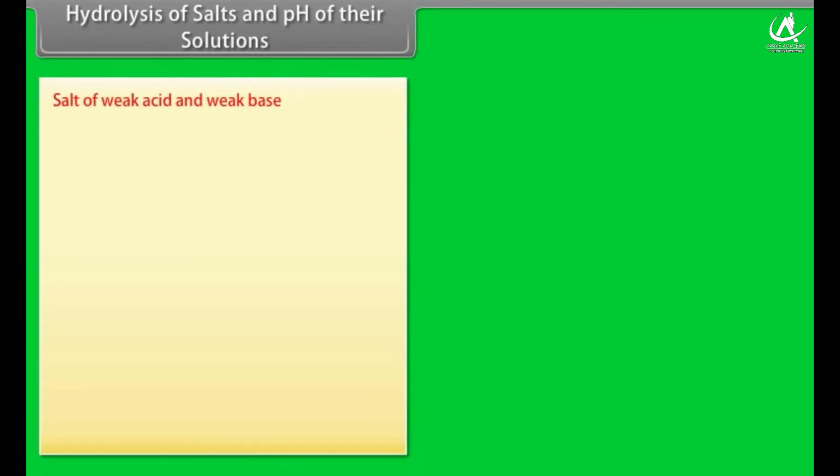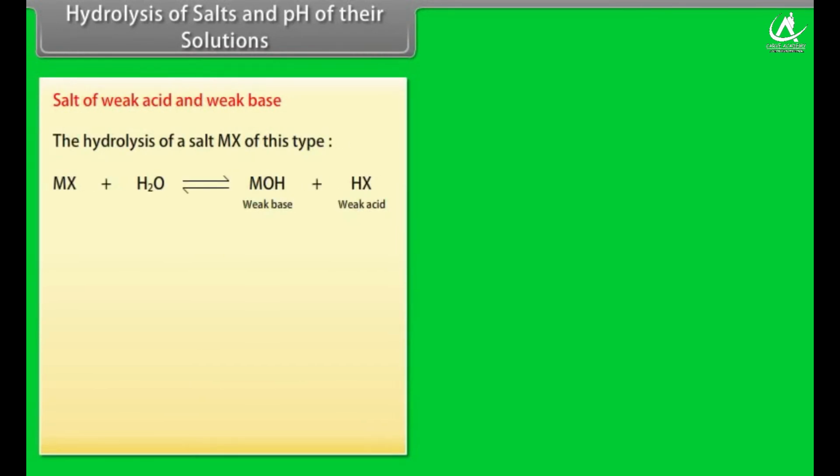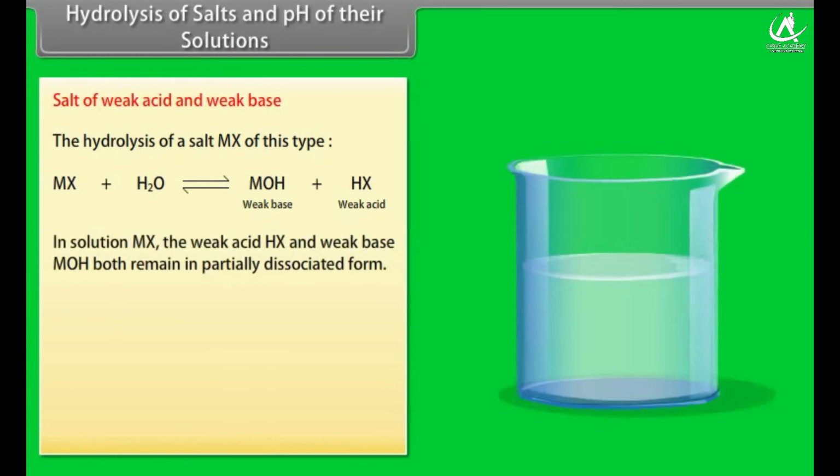Salt of weak acid and weak base. The hydrolysis of a salt MX of this type. In solution MX, the weak acid HX and weak base MOH both remain in partially dissociated form.